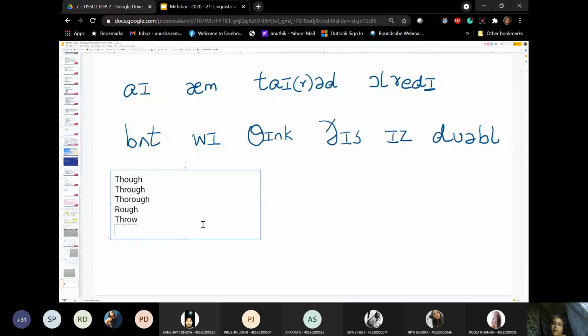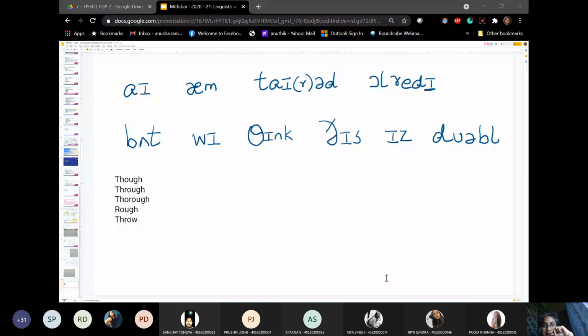Are these all the same? In the chat, I don't see anything. Are they the same? Though, now, through, the second half of it has a similar sound. Thorough, rough, thorough and rough.